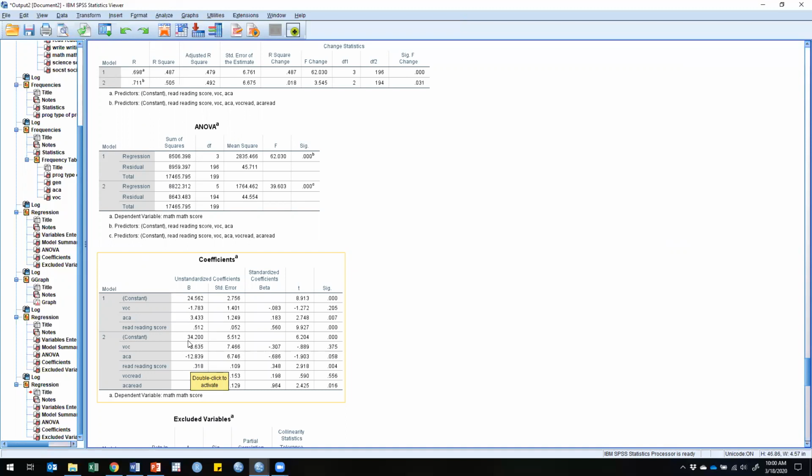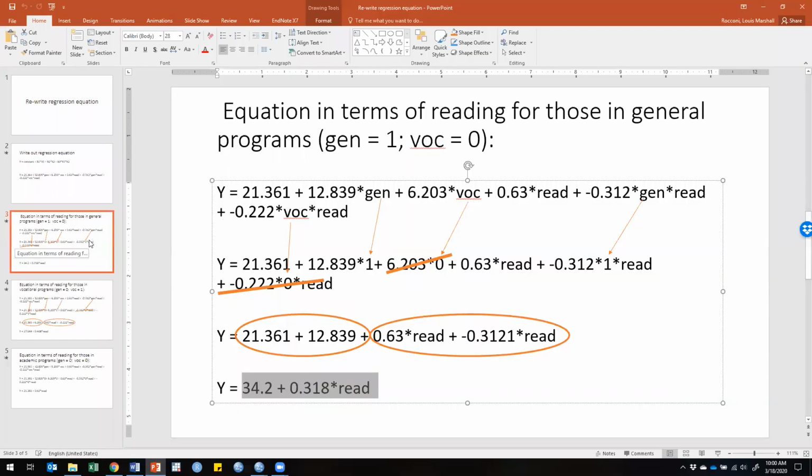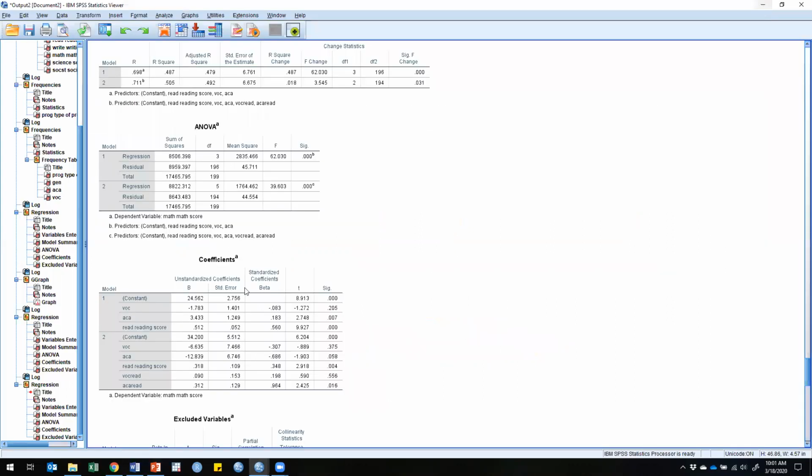But notice that 34.2 plus 0.318 times reading is the simple slope formula that we found for those on the general track. So that's another way you could generate these equations. You can just have the computer do it as well. That there's the simple slope. But now we actually get a statistical significance test on this slope, and we can see that this effect is statistically different than 0.